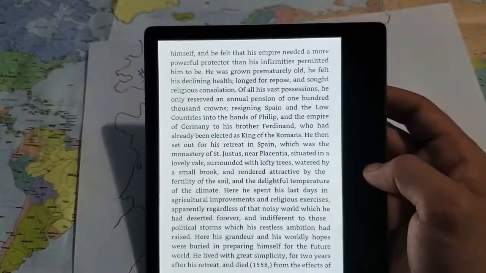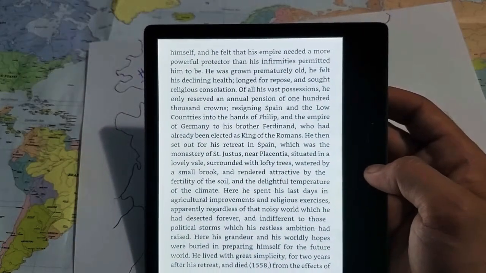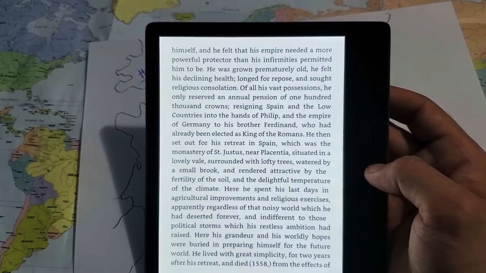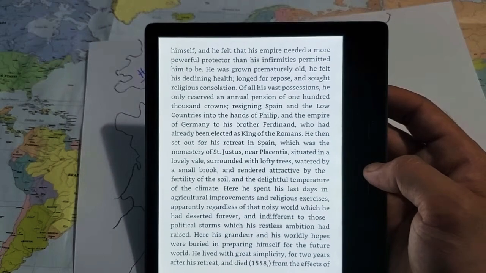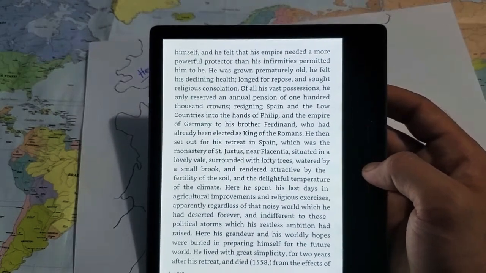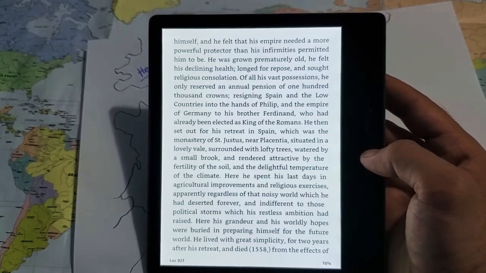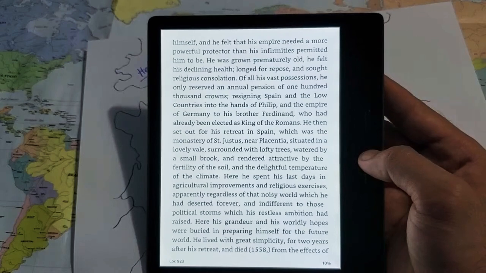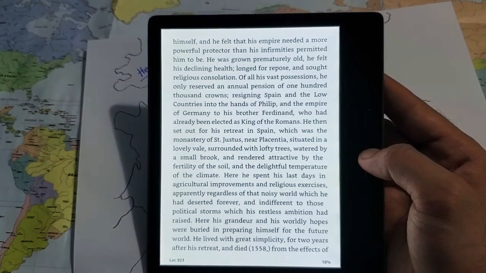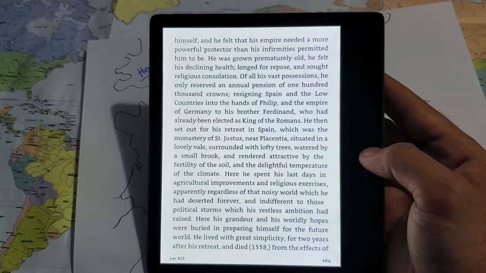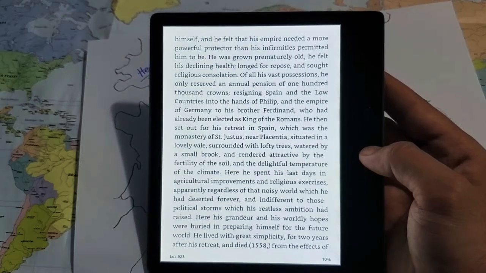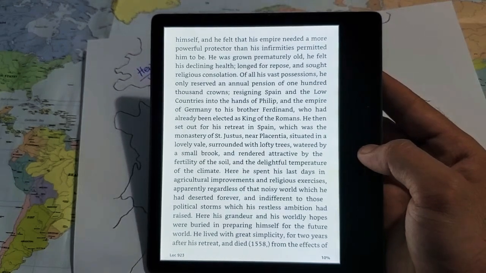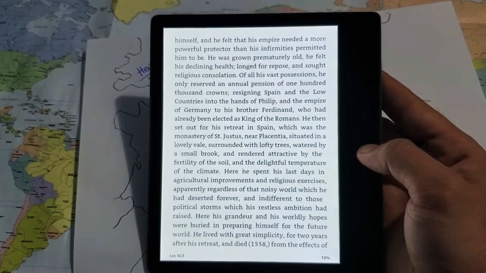That's just another Placentia. Near Placentia, which is situated in a lovely valley, surrounded with lofty trees, watered by a small brook, and rendered attractive by the fertility of the soil and the delightful temperature of the climate. Here he spent his last days in agricultural improvements and religious exercises, apparently regardless of that noisy world which he had deserted forever, and indifferent to those political storms which his restless ambition had raised. Here his grandeur and his worldly hopes were buried in preparing himself for the future world.